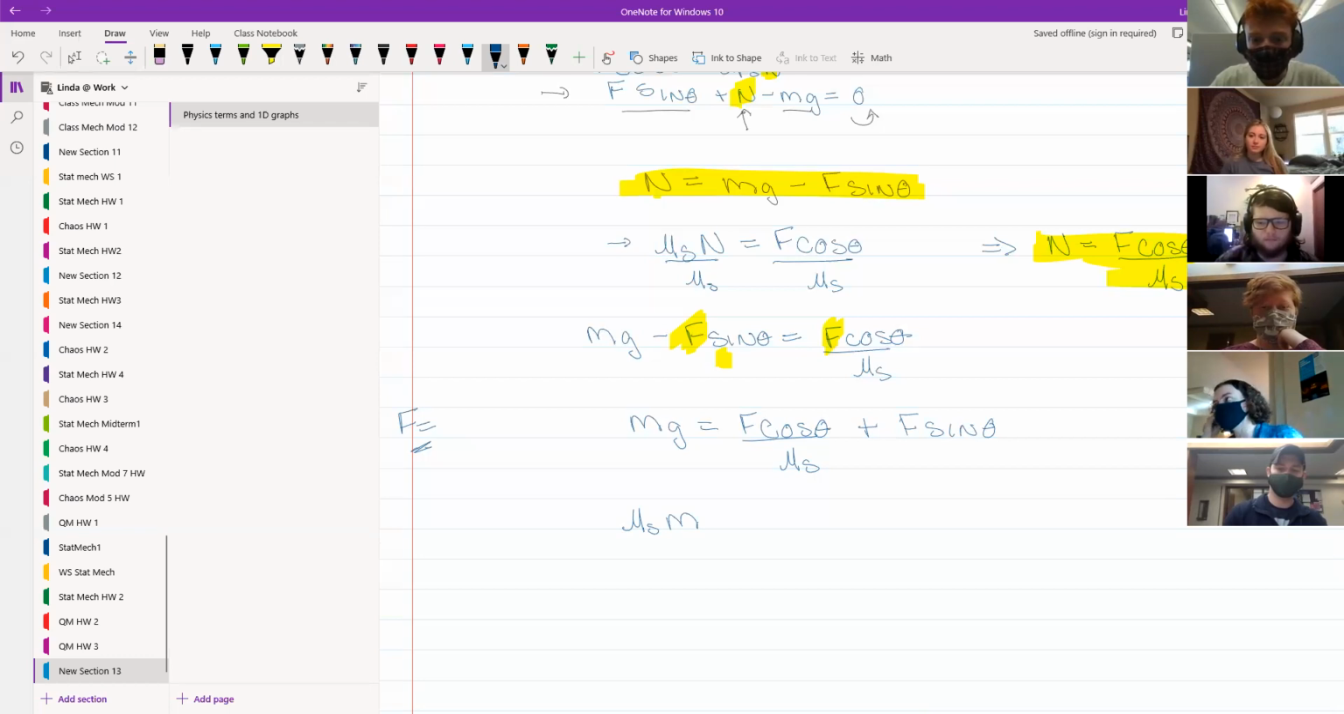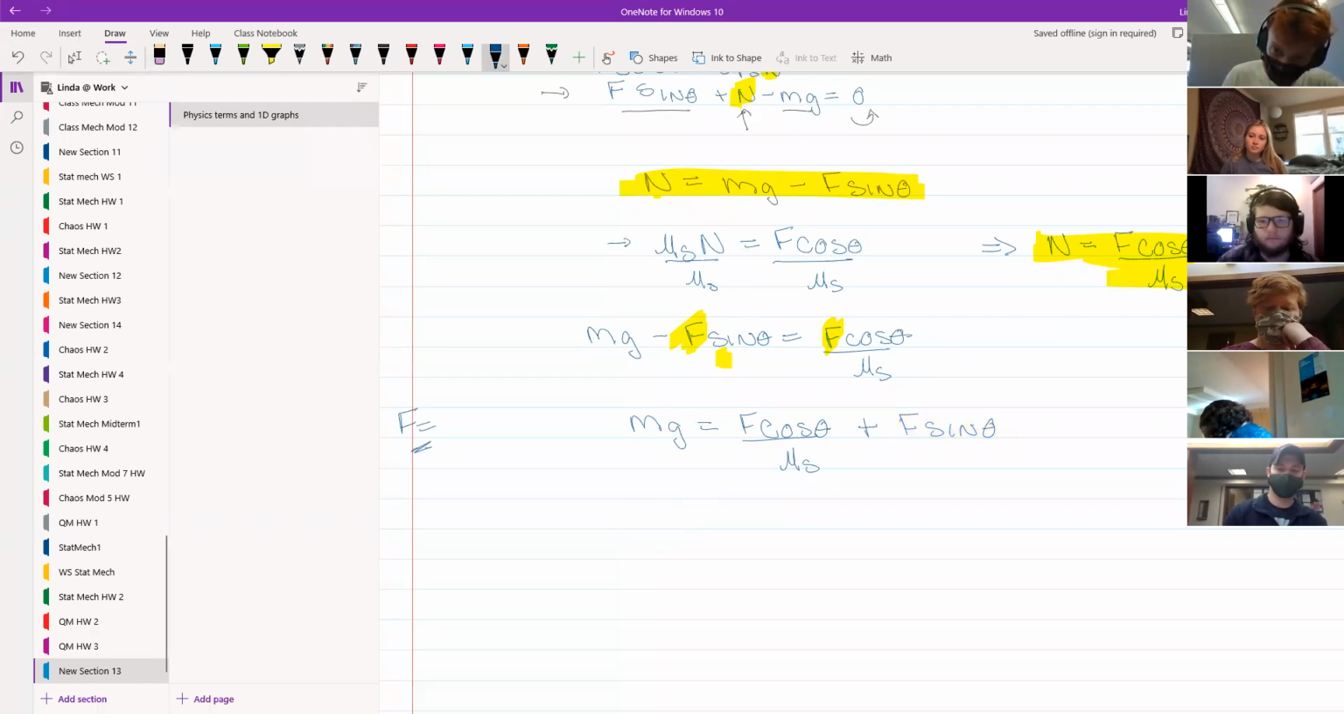No, why? What's wrong? Because you have to apply it to f sine theta as well. Yeah, it doesn't live there. So you multiply everything by mu s, and then you can factor out the f to the left side, correct? Yeah, so you can do that. There's nothing wrong with what you're suggesting.